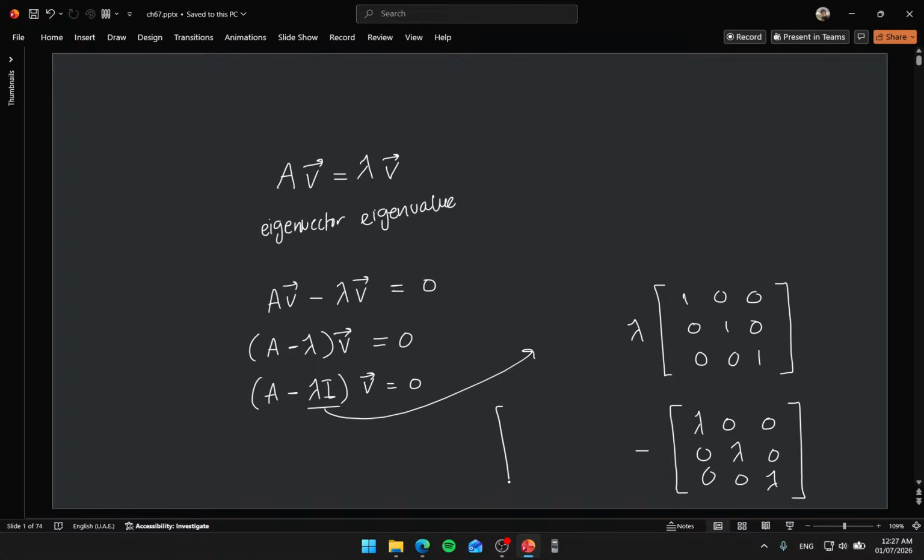Now we can do subtraction. So let's say this is matrix A. So this is A11, A12, A13, A21, A22, A23, A31, A32, A33. Now we can do A11 minus lambda, and these won't change because they're subtracted by 0. A22 minus lambda, and A33 minus lambda. So basically, if you don't want to show all of the work in detail, you can just subtract lambda from the main diagonal of matrix A. So A11 minus lambda, A22 minus lambda, A33 minus lambda.